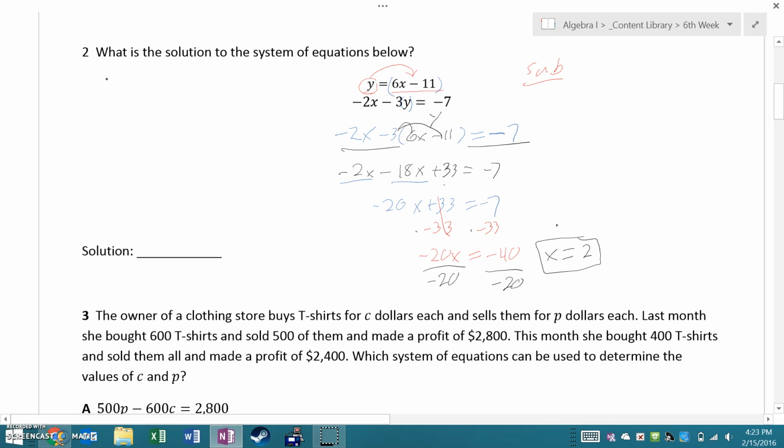Now that I have that information, I can go back to the beginning and say, all right, I know what x equals, and I also know that y equals 6 times x minus 11. Well, if I know what x is, then I can say that instead that's 6 times 2 minus 11, which would be 12 minus 11, which is 1. So I know what my x and my y value are, so my solution would be 2, 1.